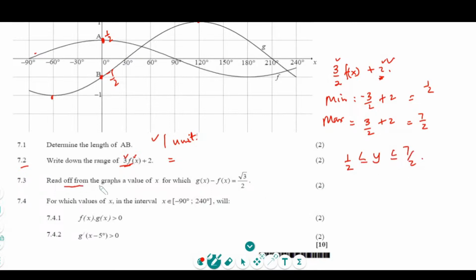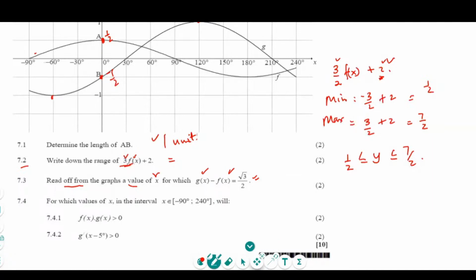And then read off from the graphs the value of x, for which g of x minus f of x is equal to positive root 3 over 2. So g of x must be on top. We subtract the f to give us a positive answer.